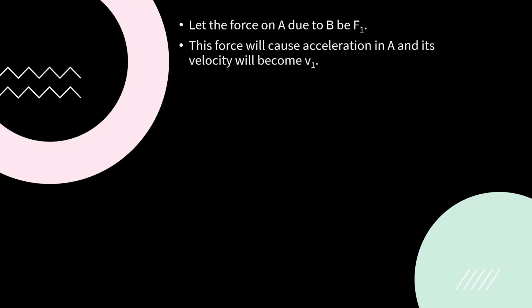Let us consider the object B strikes the object A. So the force on A due to the striking of B will be F1. This force will cause acceleration, that is movement of the object A, and its velocity becomes V1. Because it is attaining final velocity V1, the momentum of the object A after collision by the object B will be equal to m1 v1.